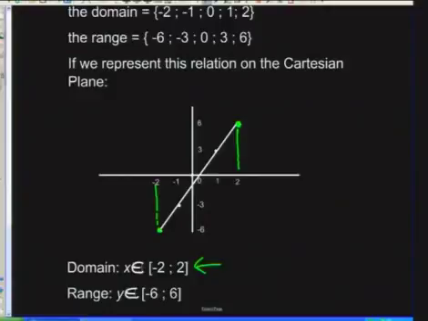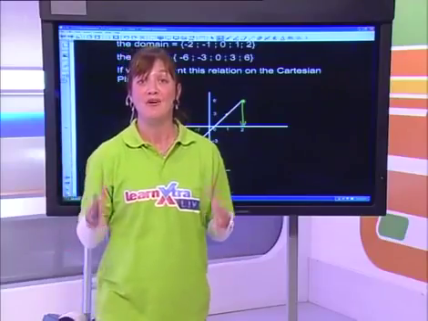So I would say that the domain is x as an element from, take note that I've used square brackets over here and over here, to indicate that I'm including -2 as my lowest x value, all the way up to +2, which is my highest x value, and we're including both of those values. All right, so that's the domain.